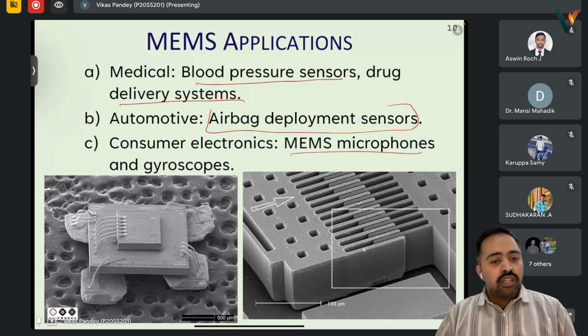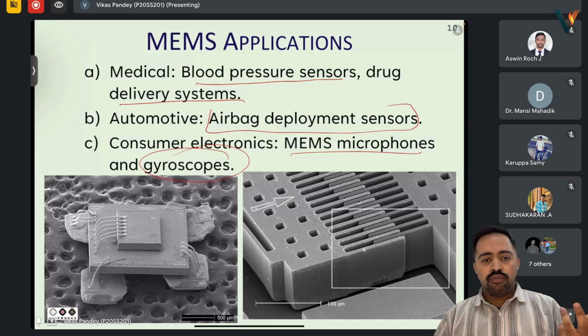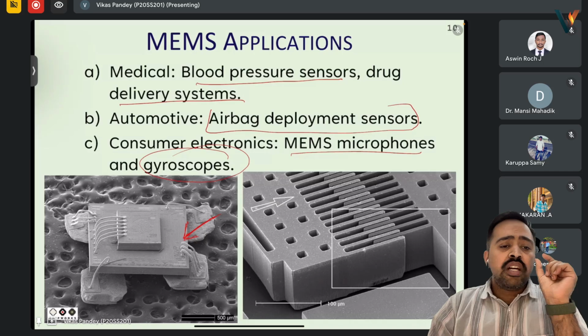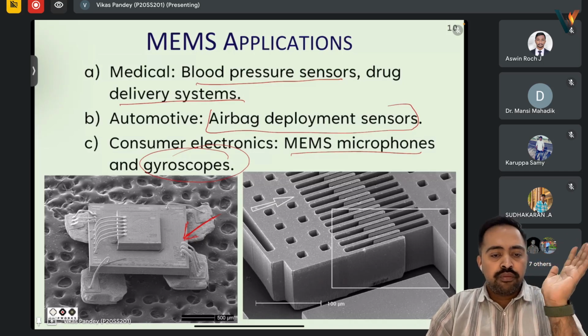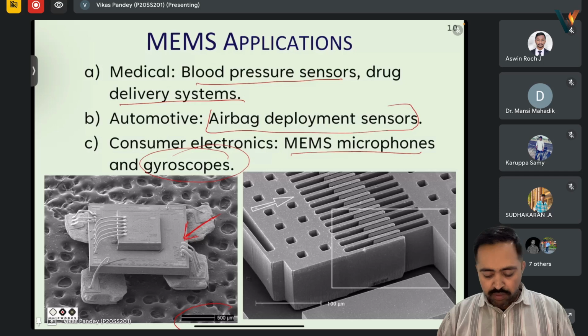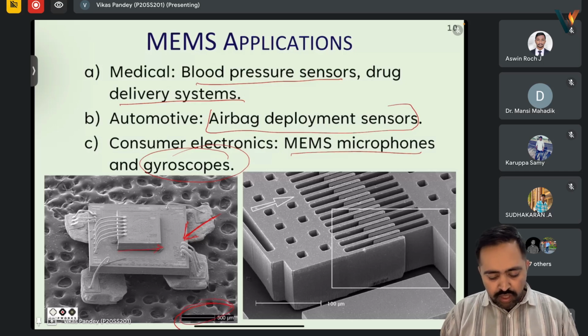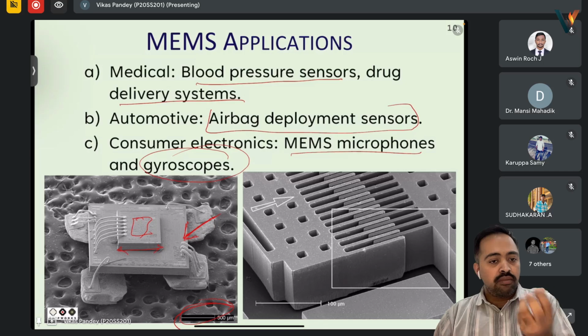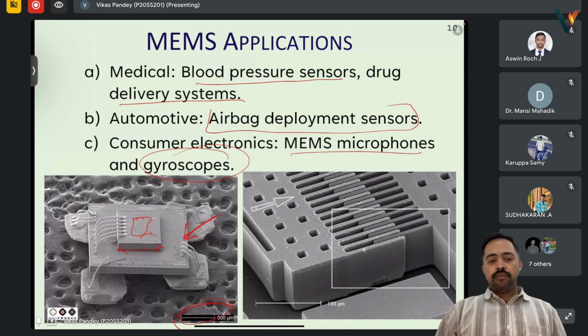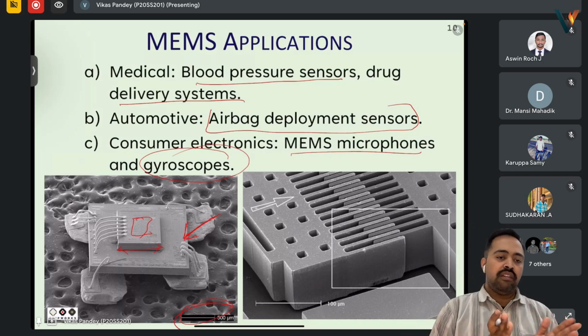MEMS microphones are used, and gyroscopes are used in our phones. So these are some common applications. This is the image of a gyroscope of an iPhone 4. It is quite old, but still you see the dimension is 500 micrometers. The whole thing is actually encapsulated inside this. It is so tiny, and it helps a lot while navigating.